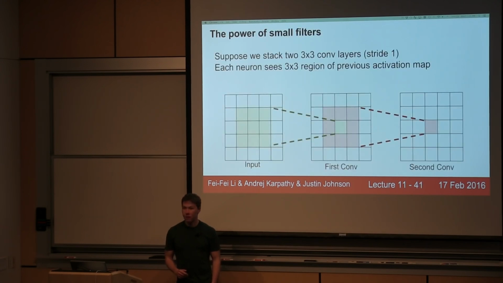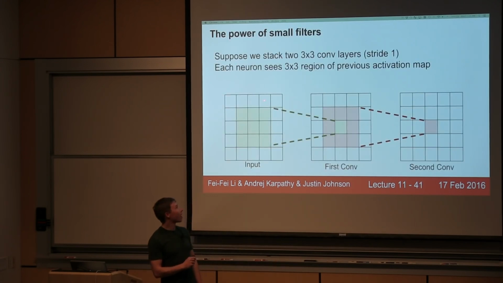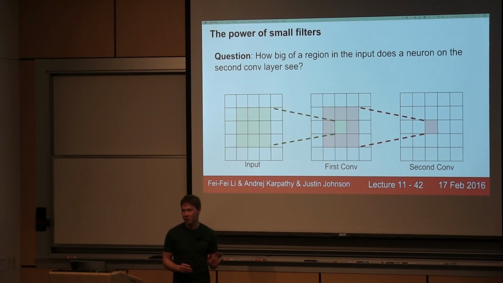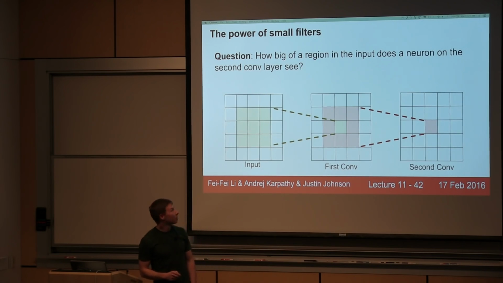So here's a question. Suppose that we have a network that has 2 layers of 3x3 convolutions. This would be the input, this would be the activation map in the first layer, and this would be the activation map after 2 layers of convolution. So the question is, for a neuron on this second layer, how big of a region on the input does it see? This was on your midterm, so I hope you all know the answer to this. Anyone? Okay, maybe that was a hard midterm question.